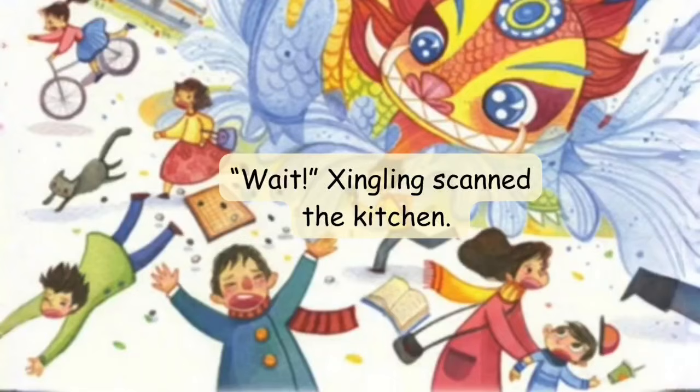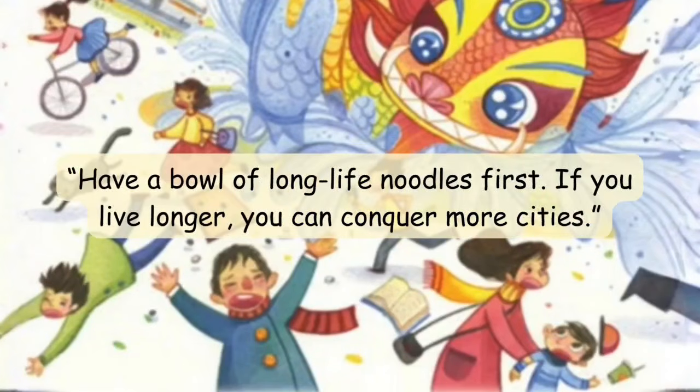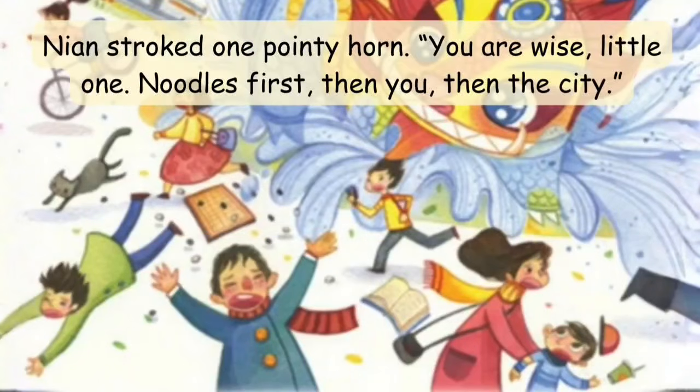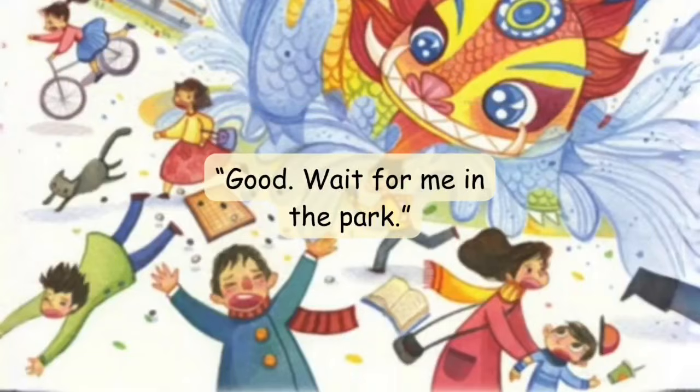"Wait!" Xingling scanned the kitchen. "Have a bowl of long-life noodles first. If you live longer, you can conquer more cities." Nian stroked one pointy horn. "You are wise, little one. Noodles first, then you, then the city. Good. Wait for me in the park."